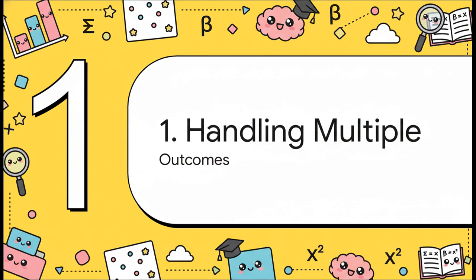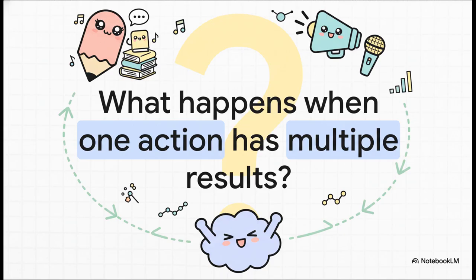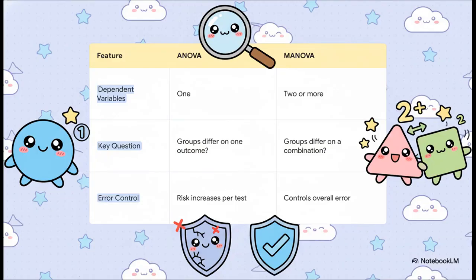Okay, first up, what do you do when you have to handle multiple outcomes? So let's imagine you've got this great new teaching method, and you're pretty sure it's not just improving writing scores, but it's also boosting speaking skills and building student confidence. That's awesome. But how do you test all of those things at the same time without messing up your results? Well, the answer is a tool called MANOVA. That's multivariate analysis of variance. Just think of it like a supercharged ANOVA. You know how ANOVA looks at just one outcome? MANOVA lets you look at 2, 3, or even more, all at the same time. It asks a bigger question. Do these groups differ on a whole combination of things?